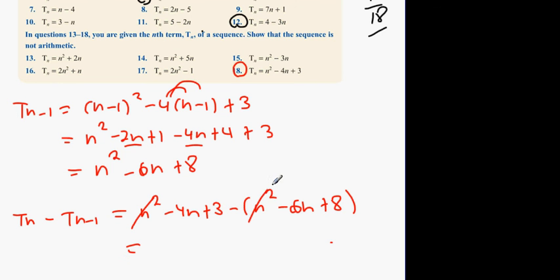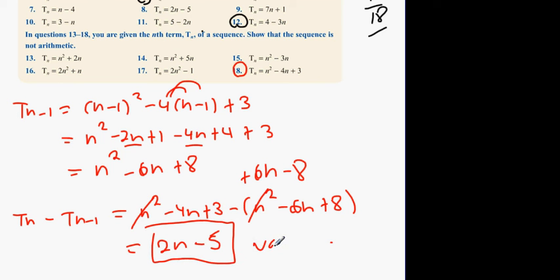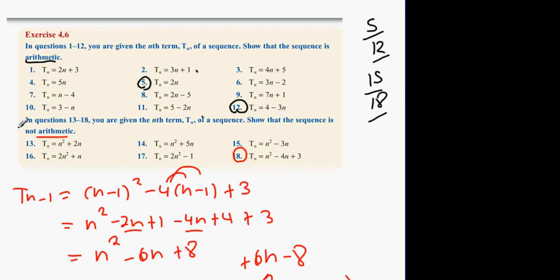Then the n squares cancel, that becomes plus 6n minus 8. Then we're going to get 2n minus 5. And once again, this here has a variable n, and that means it's not a constant, so therefore it's not an arithmetic series. I verified that it's not arithmetic. Okay, so that's 2, 5, 12, 15, 18.